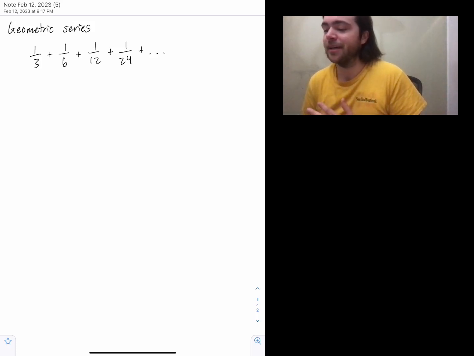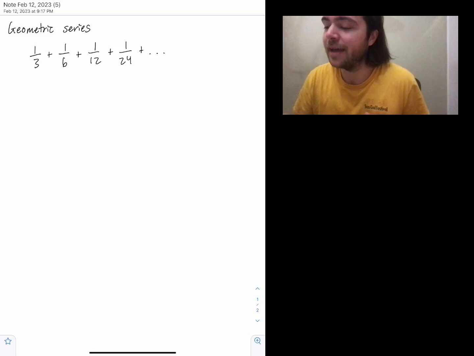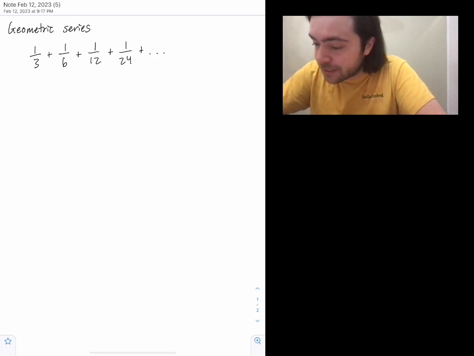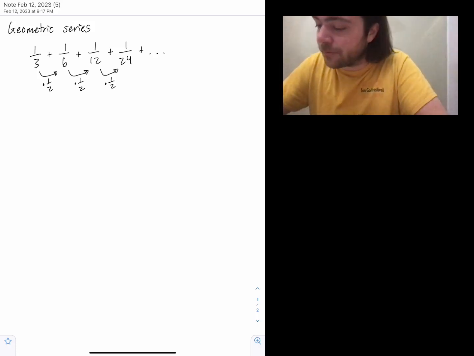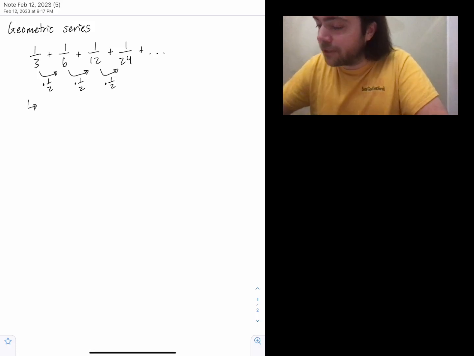But what is this pattern? Well, this pattern starts with 1/3. And then we add to that 1/6, then we add to that 1/12, 1/24. How do we get each subsequent term from the previous one? Well, you can see to get from 1/3 to 1/6, we multiply by a half. To get from 1/6 to 1/12, we multiply by a half again, and so on. We keep multiplying by a half to get each subsequent term from the previous one, and that is the hallmark sign of a geometric series.